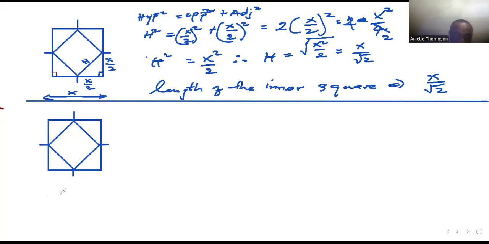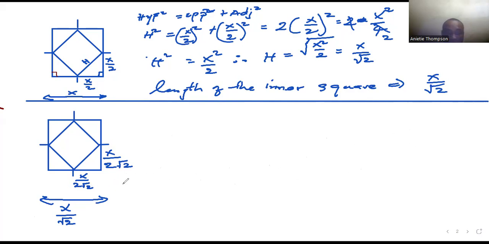We are going to repeat the same thing. I imagine pulling this inner square out completely. The inner square of the first one now becomes the outer square here, and we still have some inner squares inside it. The length of this one is x over square root of 2. If you divide it by 2, you have x over 2 root 2. That is, I divide the length here by 2, and I have this.